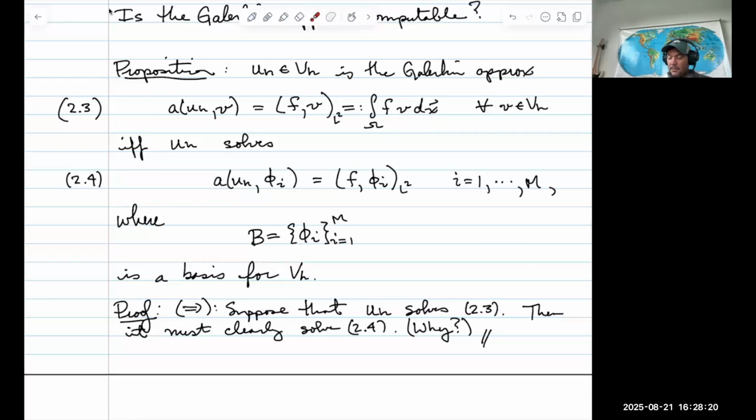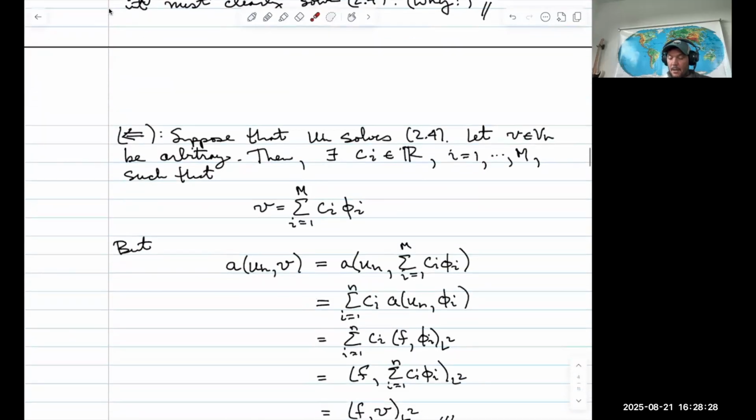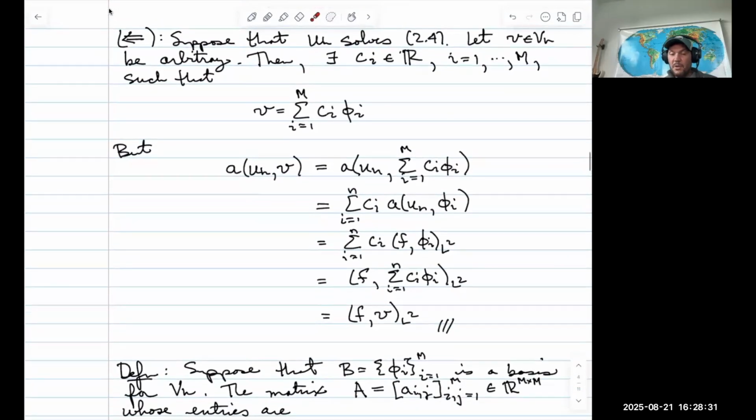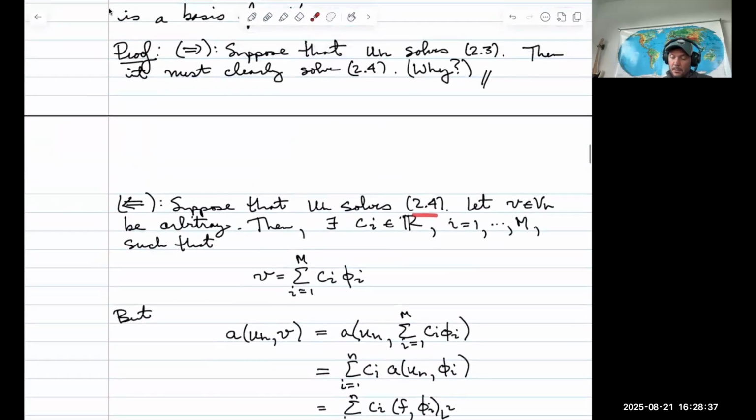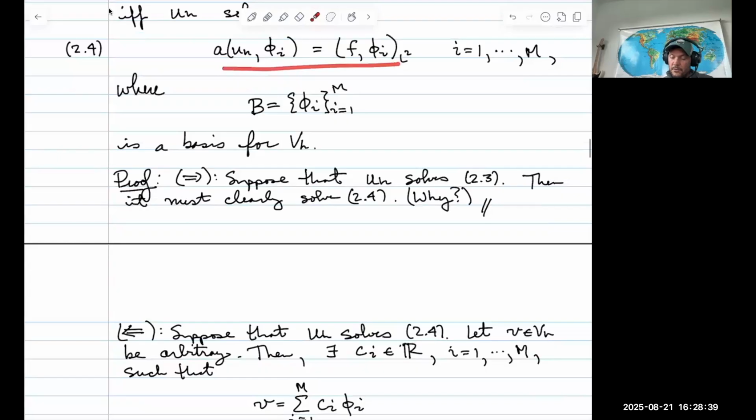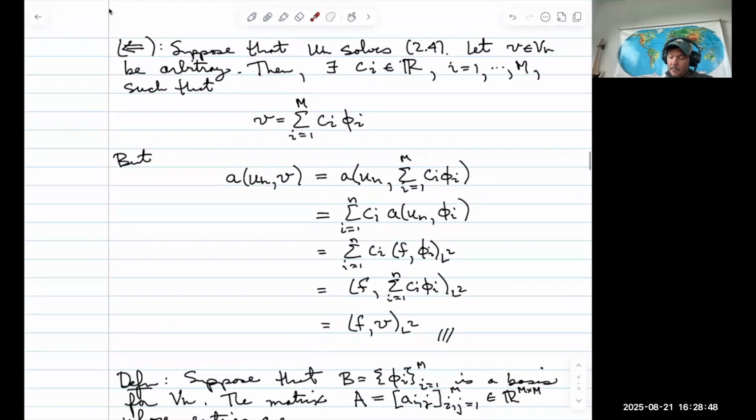What about going in the other direction? If we start with this fact, can we show that uh is actually the Galerkin approximation, which solves that? I wouldn't say it if it wasn't true. It is true. Suppose that uh solves 2.4. 2.4 is this equation where we've used, for the test functions, just the basis functions. And we're going to let v in VH be arbitrary.